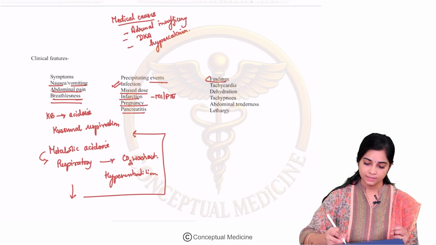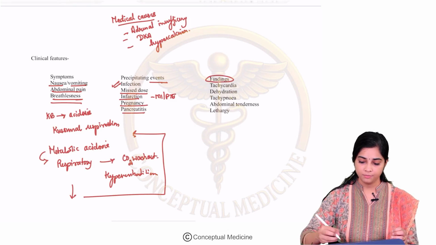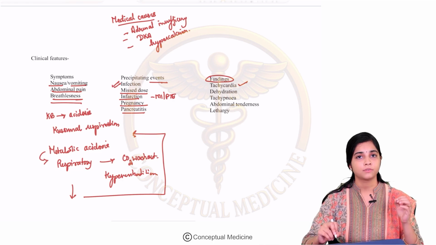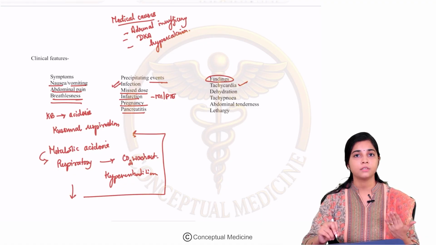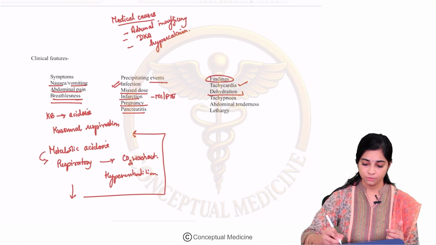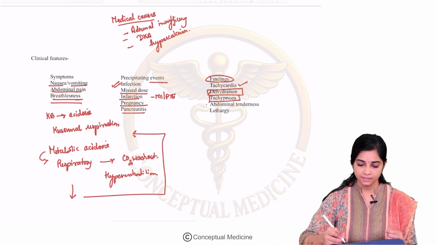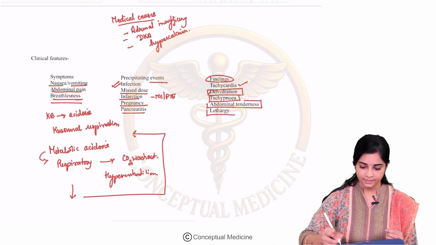So, what are the clinical findings which are seen? There can be tachycardia. Because of osmotic diuresis, when the glucose is getting excreted in the urine, you can have dehydration. Tachypnea because of your acidotic breathing. You can have abdominal tenderness and lethargy.